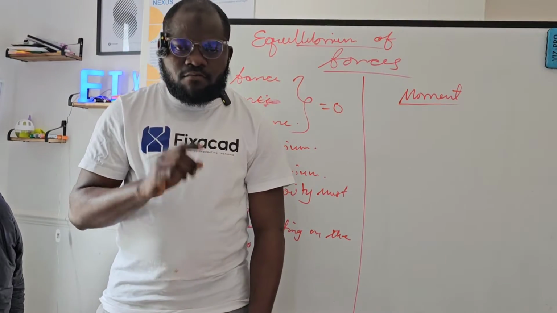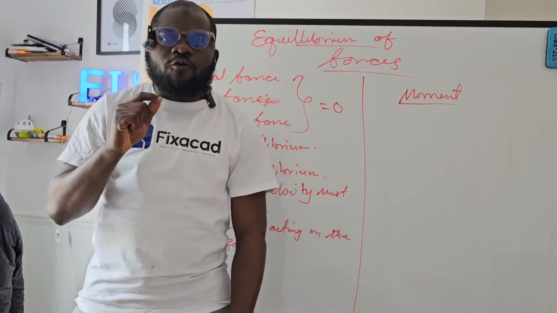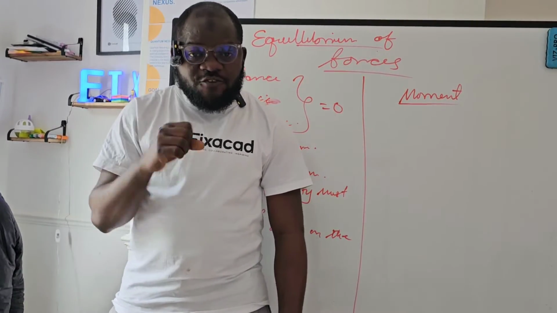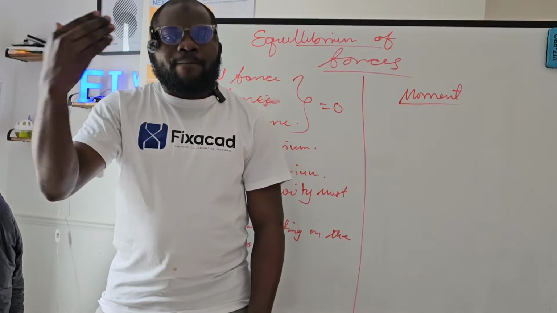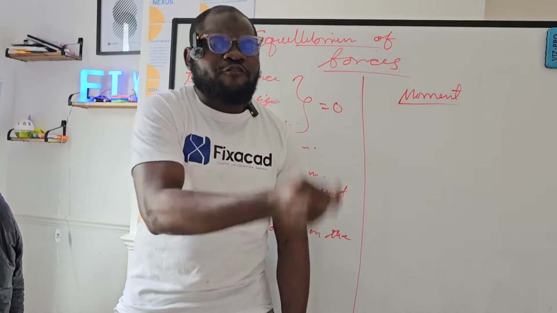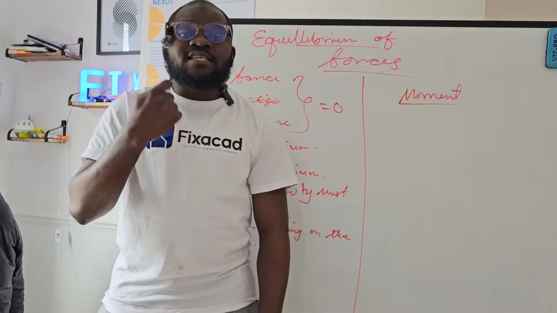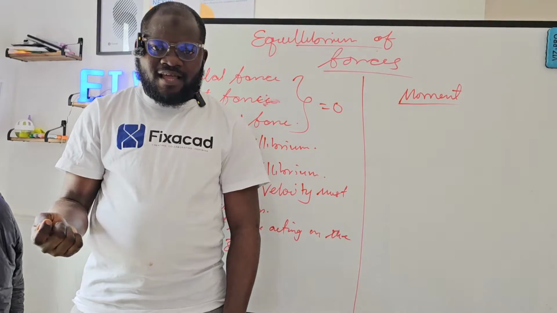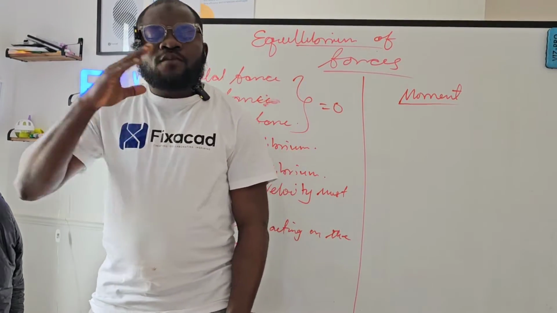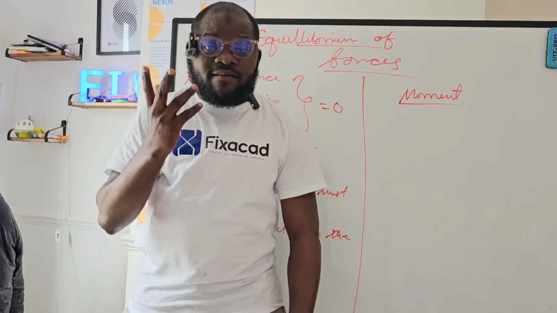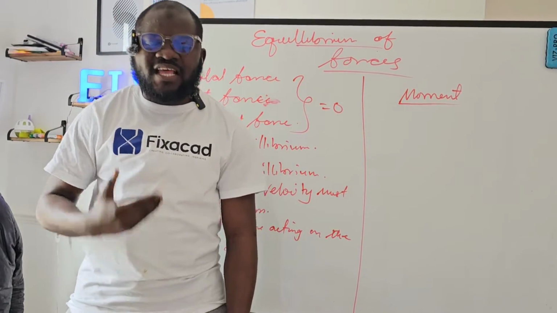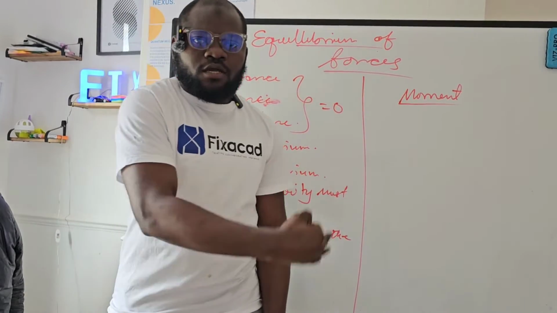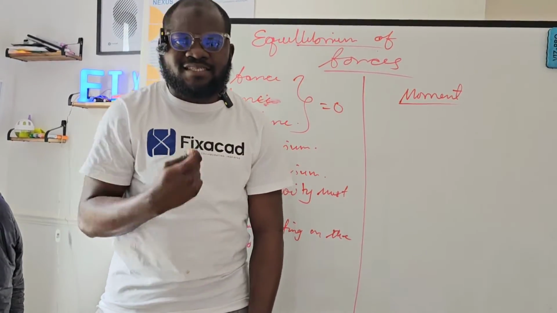When they say moment, moment simply means the turning effect of a force about a point. That's moment. The turning effect of a force about a point. But when I say moment of a force, it is the product of the force and the perpendicular distance. I hope you understand it too now. However, oftentimes, in more cases, generally, they call moment the product of force and perpendicular distance. Do you understand that now? Moment is the product of force and perpendicular distance.